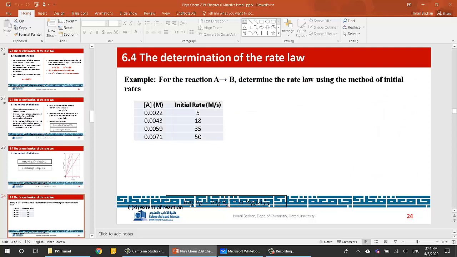And to apply this, let's start with this very easy example here before we go to more complicated examples. This example says for the reaction A goes to B, determine the rate law using the method of initial rates.